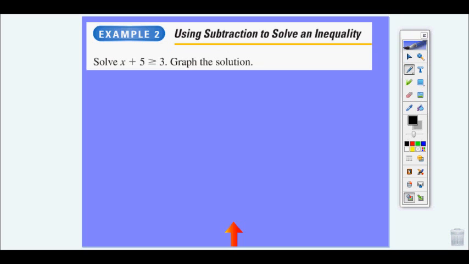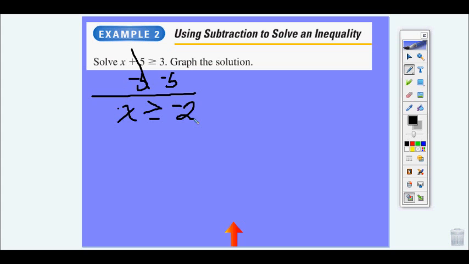So x plus 5 needs to be greater than or equal to 3. I'm going to get my constants together, so I need to subtract 5 from both sides. That would leave me with x. I'm going to leave my symbol the same. And 3 minus 5 is going to be negative 2.